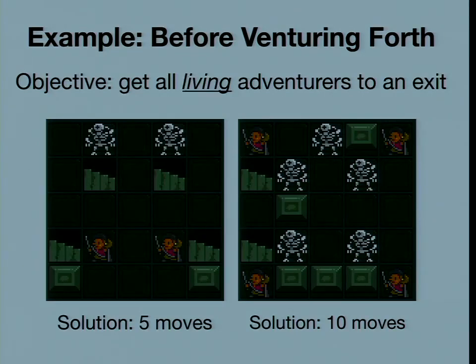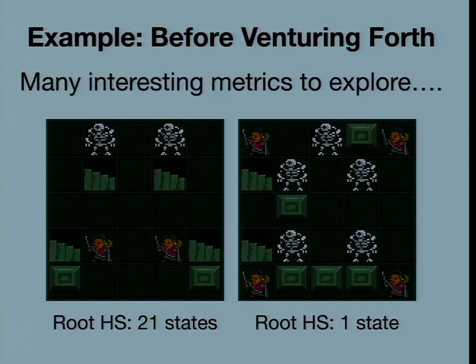And due to it misunderstanding my rule set, you can move all of these adventurers at once, and you have to get as many as are alive to the exit, basically. So the one on the left, this level was made by the system, takes 5 moves to solve. One on the right has 10 moves. So here are some interesting things about this level.